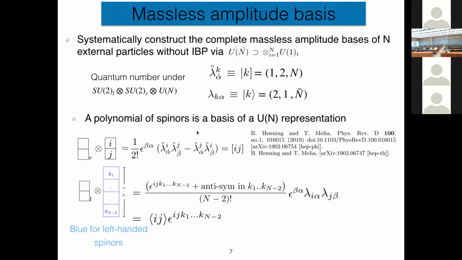And in this case, you write down the spinors as the basis of these U(N) representations, and the left-handed spinor and right-handed spinor have different transformation properties. These papers are the original papers which talk about how to deal with those reduced Young tableaux, and I want to talk about those in great detail.